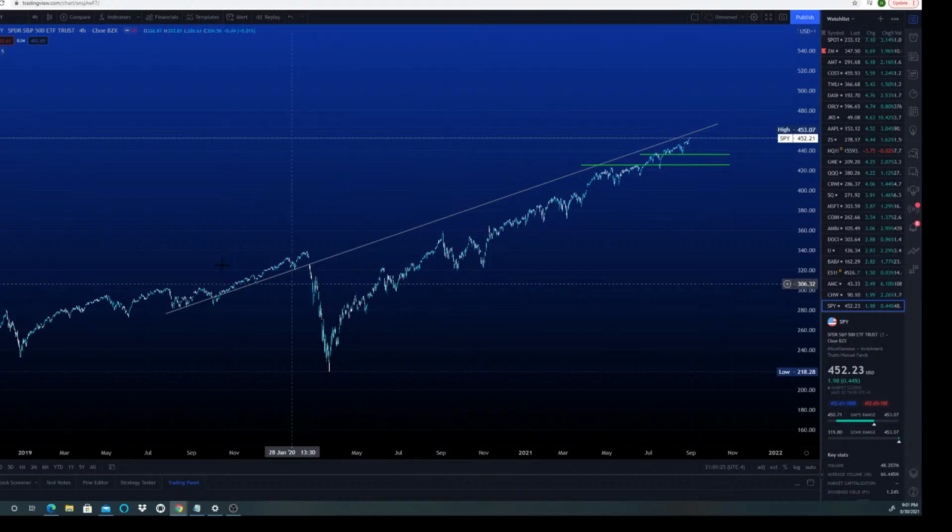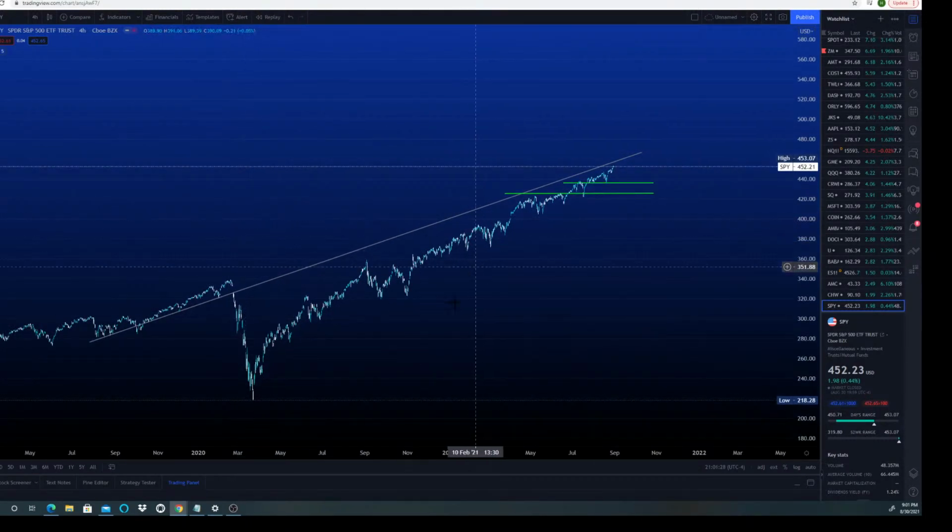Really quick recap for everyone. Pretty much looking at SPY. SPY actually broke our level that I had from last time.